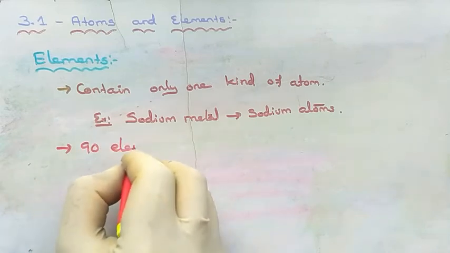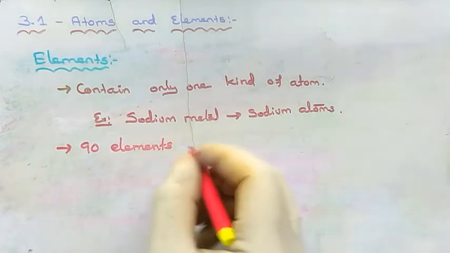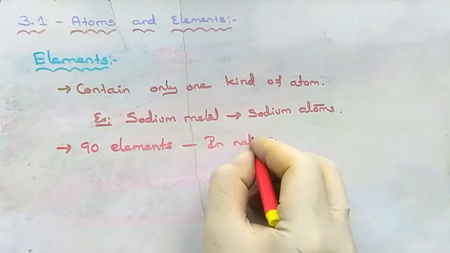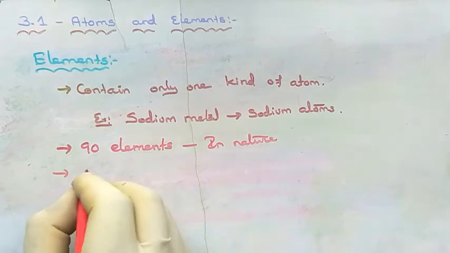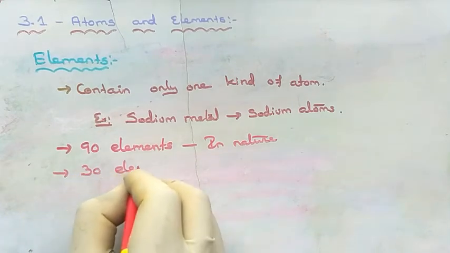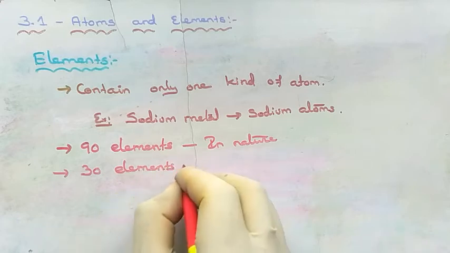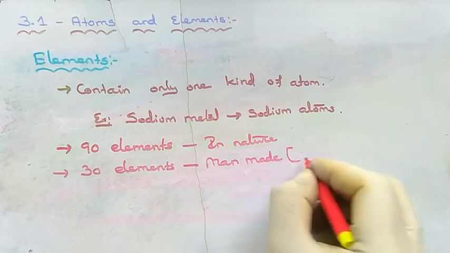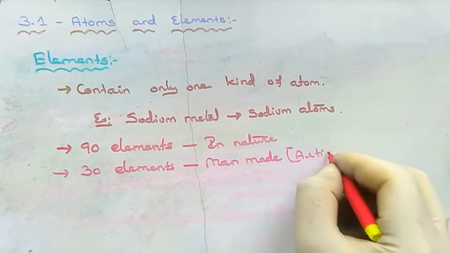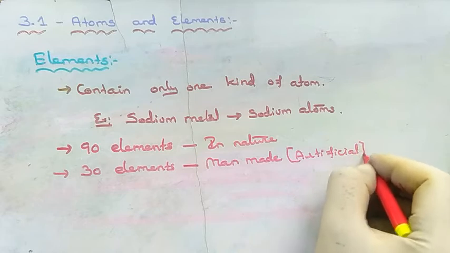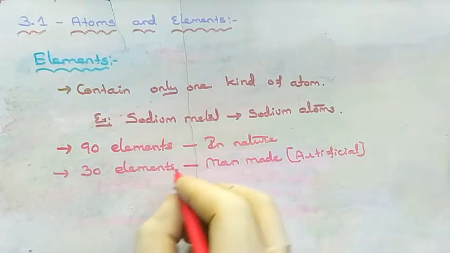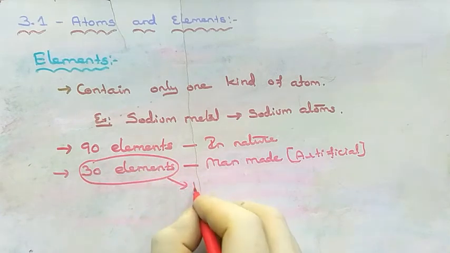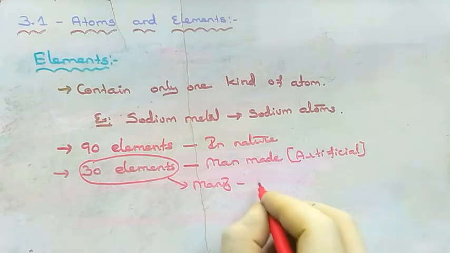Around 90 elements are found in nature. Nearly 30 elements are created in labs artificially. They are man-made elements, meaning artificial. These artificial elements are mostly unstable. Many of these elements are stable only for 10 seconds or 1 minute. Due to this reason, these elements cannot be found in nature.